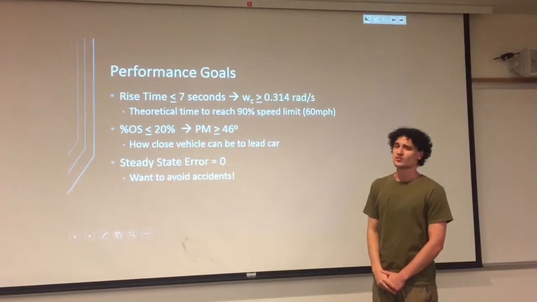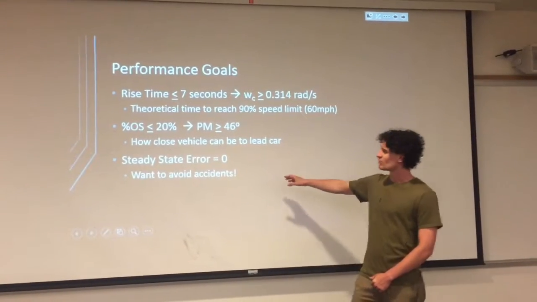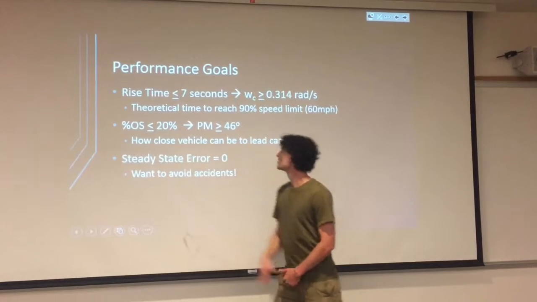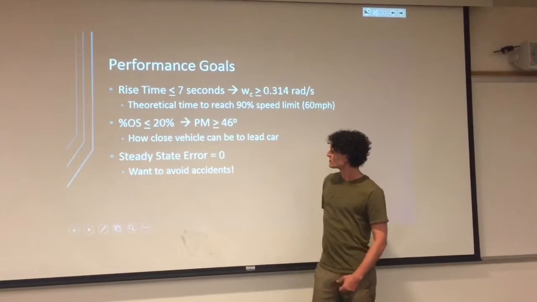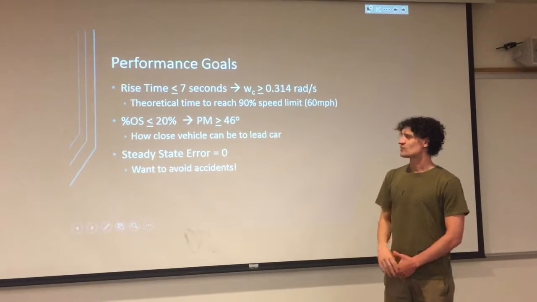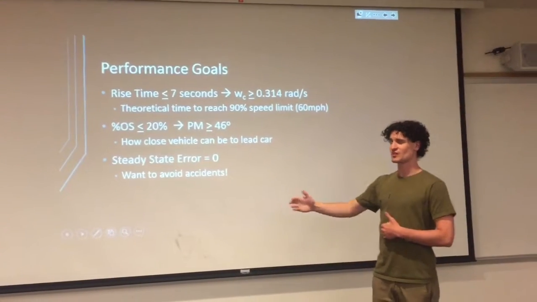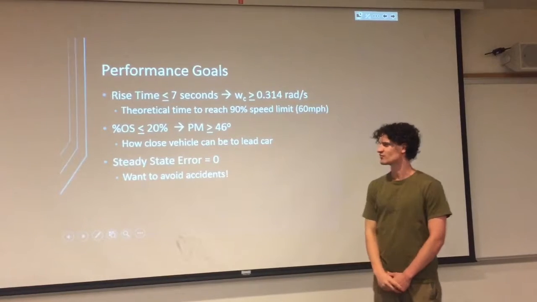Our second performance goal is our percent overshoot, which we aim to keep below 20%. Notice that our phase margin is greater than or equal to 56 degrees. This will determine how close the vehicle can be to the car in front of them and maintain a safe distance behind them as they accelerate.